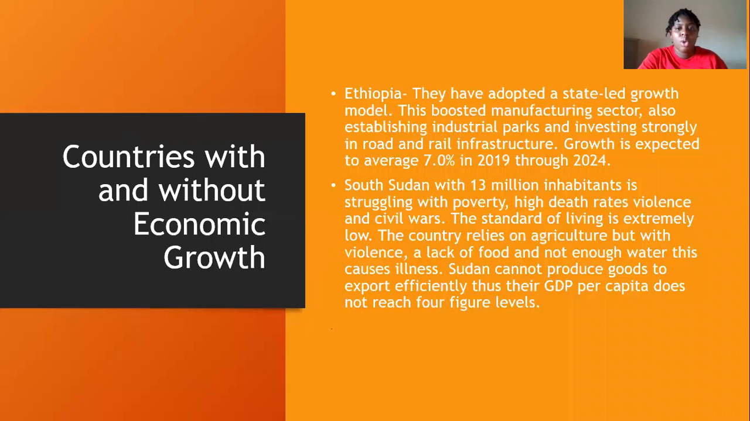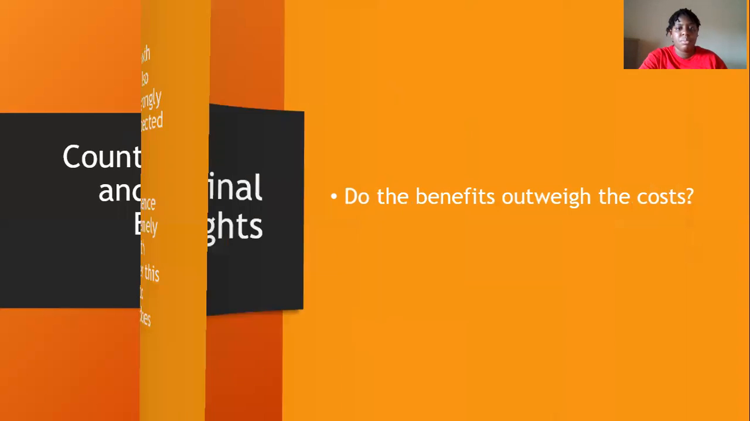South Sudan, with 13 million inhabitants, is struggling with poverty, high death rates, violence, and civil wars. The standard of living is extremely low. The country relies on agriculture, but the violence and lack of food and not enough water causes illness. South Sudan cannot produce goods to export efficiently, thus their GDP per capita does not reach four-figure levels.